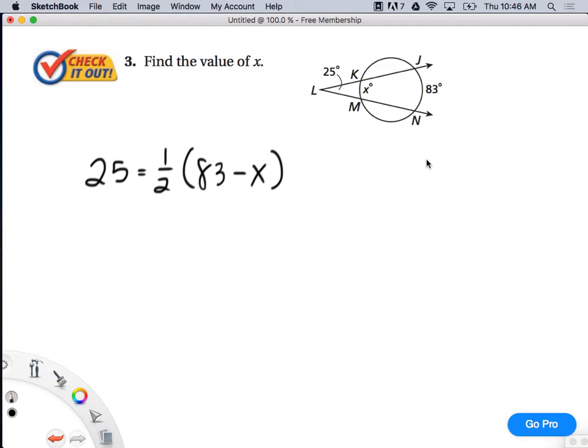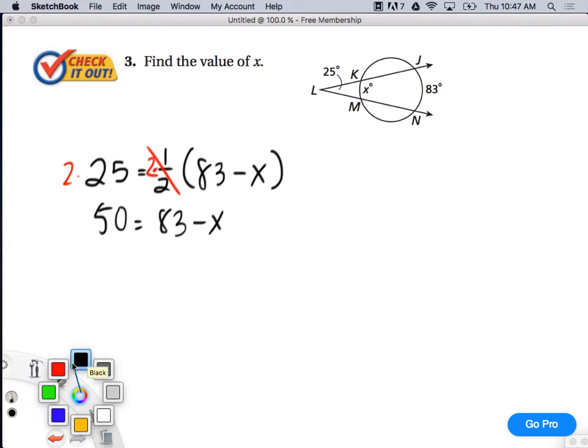But couldn't you just do 360 minus 83? No, you can't, because it's not the whole thing, including this one. So the angle 25 is half of 83 minus x. What do I do to solve for x? I multiply both sides by 2. It cancels out the half. And I get 50 equals 83 minus x.